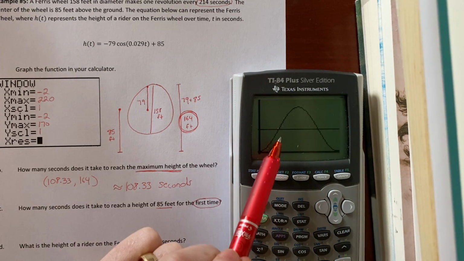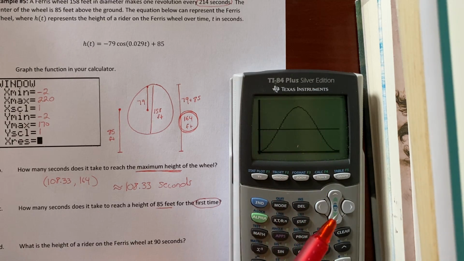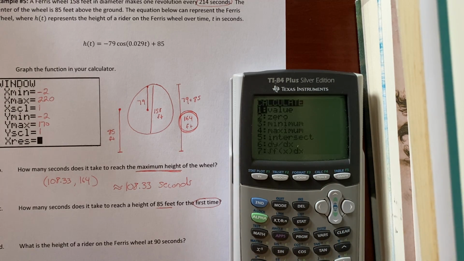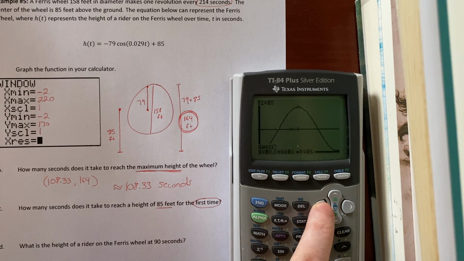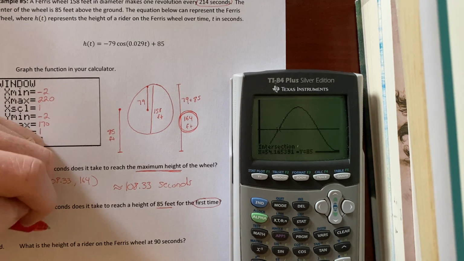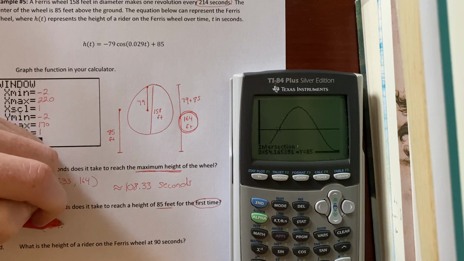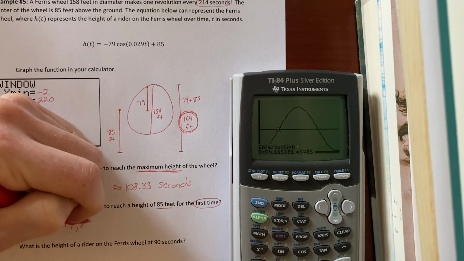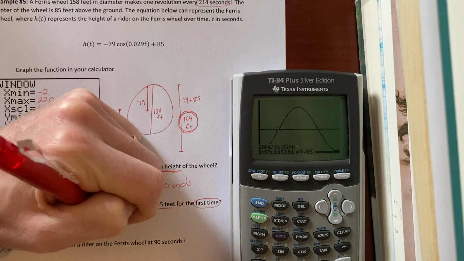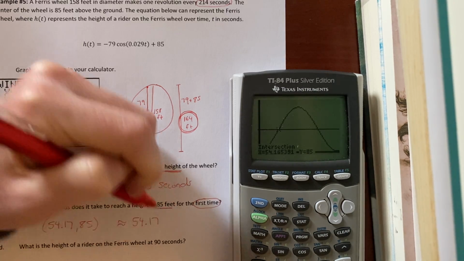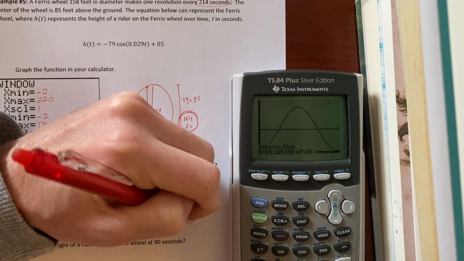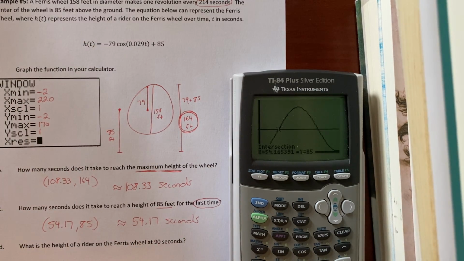And if you notice, it reaches 85 feet once, twice, right? You care about the first time it reached 85 feet. So the exact same calculator keystrokes: press second trace, go down to intersect, and I can press enter twice right off the bat. Then I scroll all the way over to this first guess, press enter, and I get a point of 54.17, comma 85, which means that it takes approximately 54.17 seconds to reach a height of 85 feet for the first time.